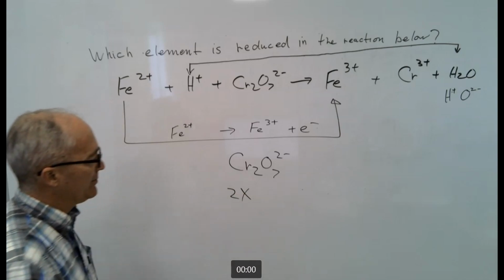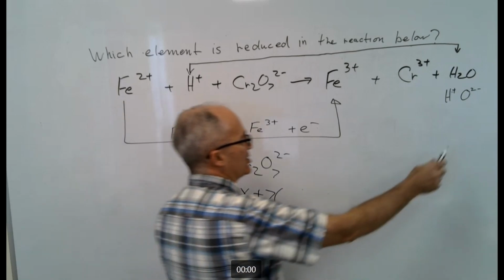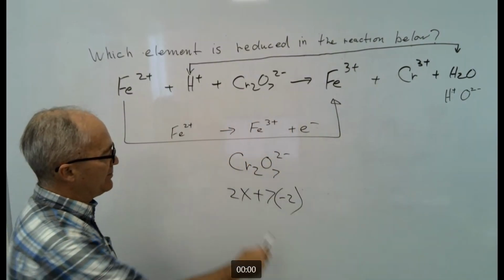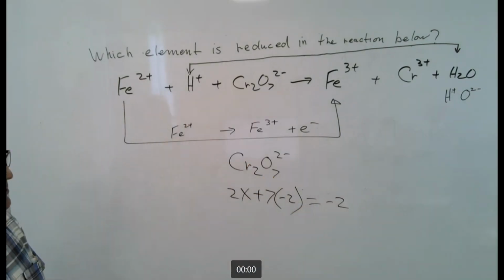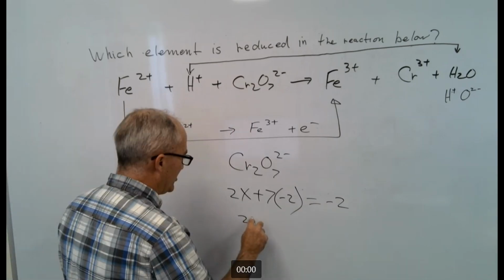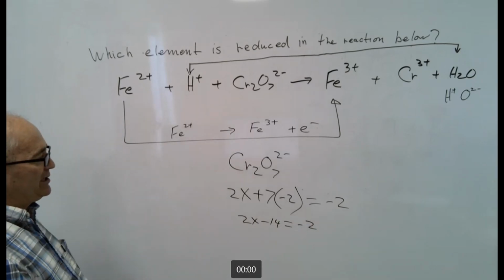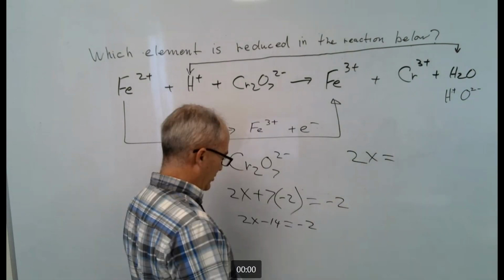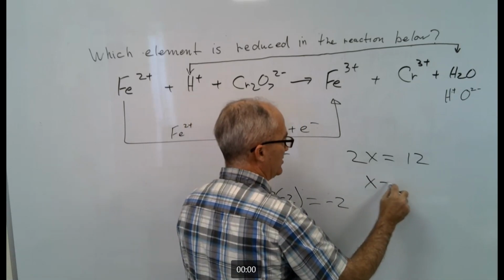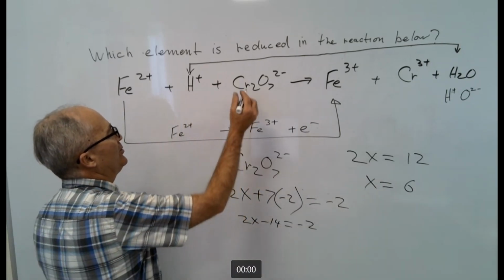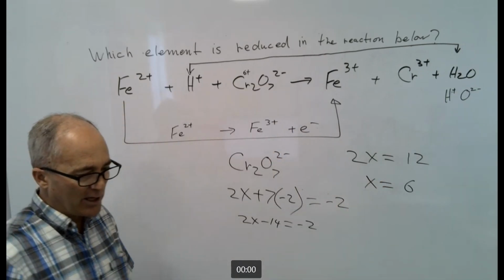We're going to call chromium X, and we got 7, and oxygen's going to be our guide. Oxygen is normally -2. These must sum up to the charge found on the polyatomic ion. So that's how you want to set this up. So I have 2x - 14 equals -2. I'm going to add 14 to each side to get 2x, and -2 plus 14 is +12. Divide both sides by 2. So over here we have chromium +6 oxidation state went to the 0. Chromium got reduced.